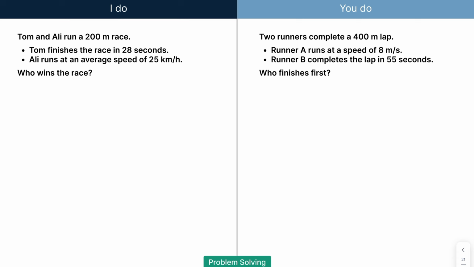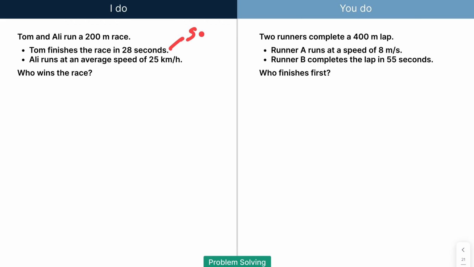Now moving on, we're looking at slightly more problem-solving questions. So we've got 2 people that have ran a 200-meter race, so we know the distance is the same. Tom finishes the race in 28 seconds. Ali runs an average speed of 25 kilometers per hour. So how do we know who wins the race? We know they've both run the same distance, so that doesn't help. So either we need to work out the time it took Ali to run the race, because we can then compare that to the time it took Tom, or we need to find the speed that Tom ran at.